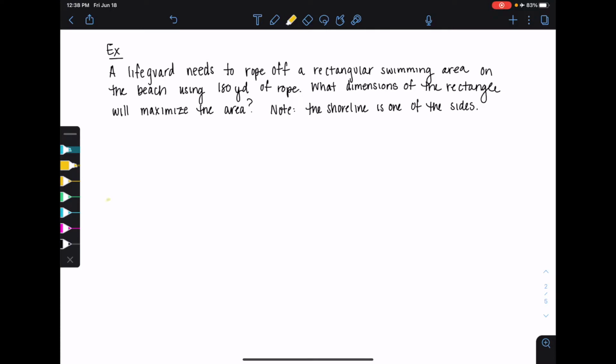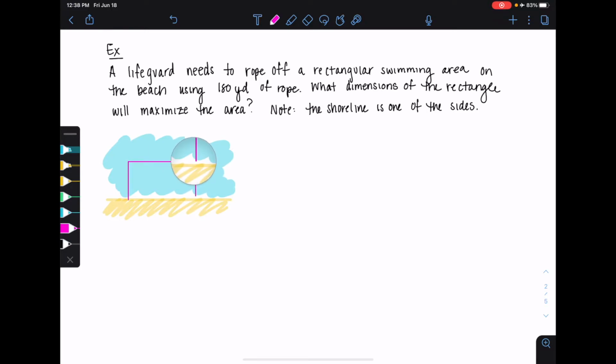Before I do anything, I want to draw a picture of what's going on. We've got our beach right here, so our water is over here that we need to rope off. And we're going to block off one side, two sides, three sides. We definitely do not need to block off that third side, because that would make it so that I can't even get into the swimming water. So no rope is going to be needed on this side.